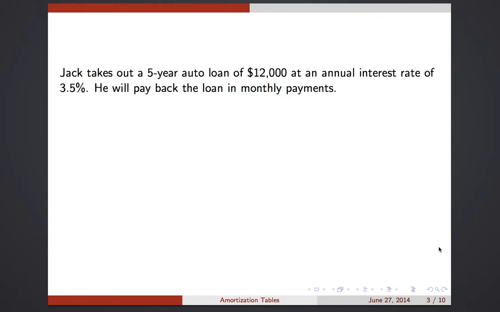So let's start with an example. Jack takes out a 5-year car loan of 12 grand at an annual interest rate of 3.5%. He's going to pay back the loan in monthly payments. So the first thing we need to know is how much these payments are. How big are these monthly payments? To actually calculate that is the topic of a different video, so for now, I'll just tell you. His payment is $218.30. So that's how much he has to pay the bank each month not to have his car repossessed.